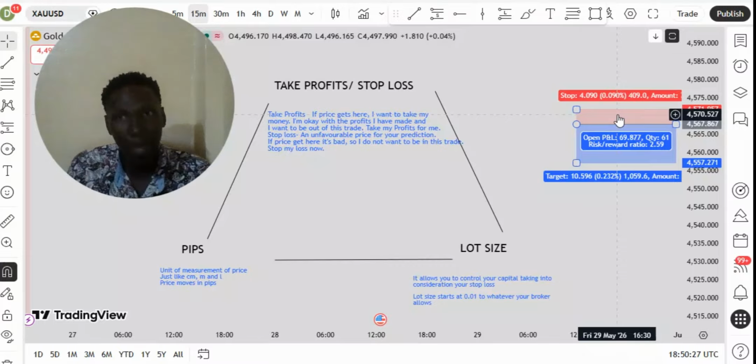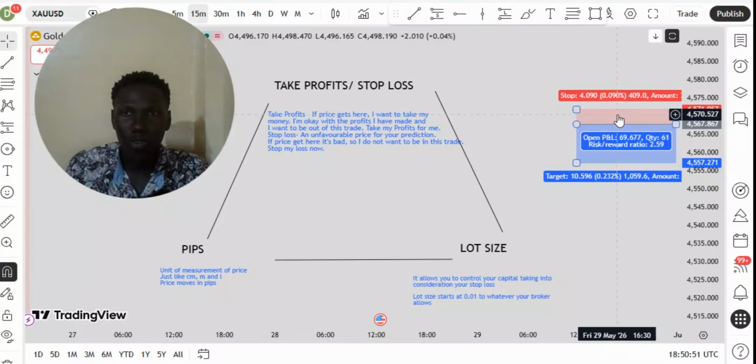$40.9 will come from your margin. So if you want to take a trade like this, you need more than $5. You need say $50 or $60 to take a trade like this. Understand? So your lot size helps you control your money, your capital at risk basically, right?